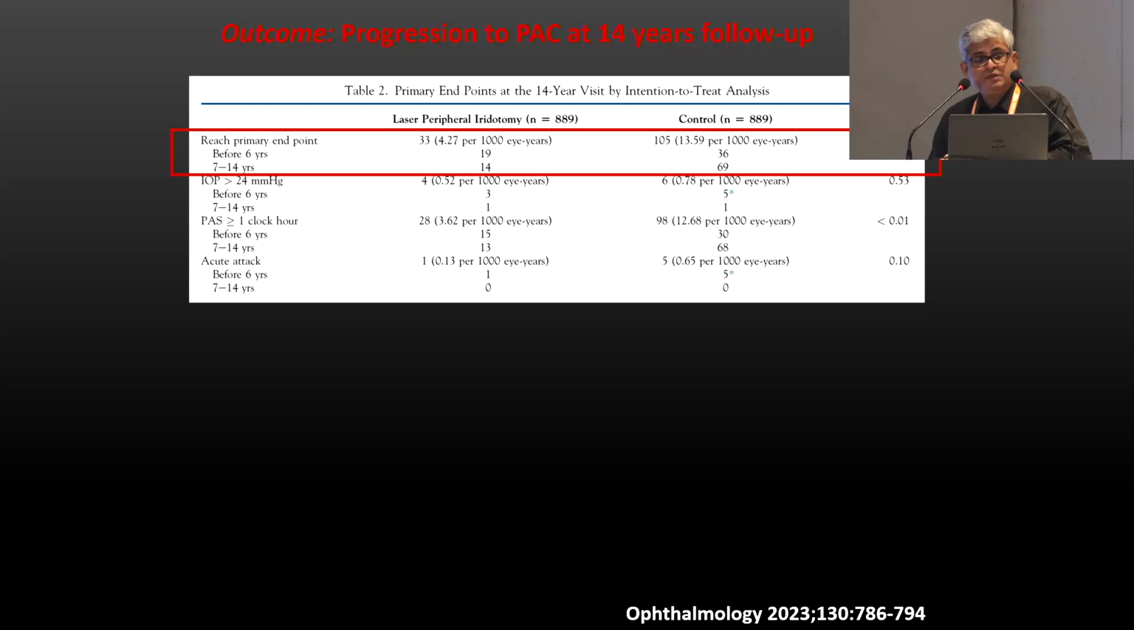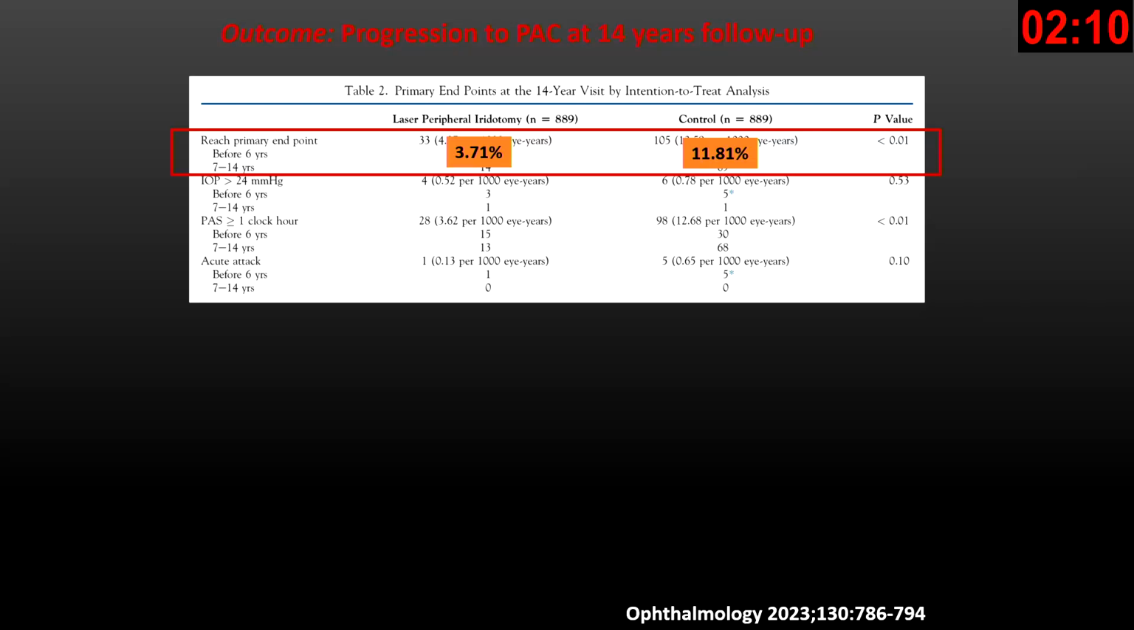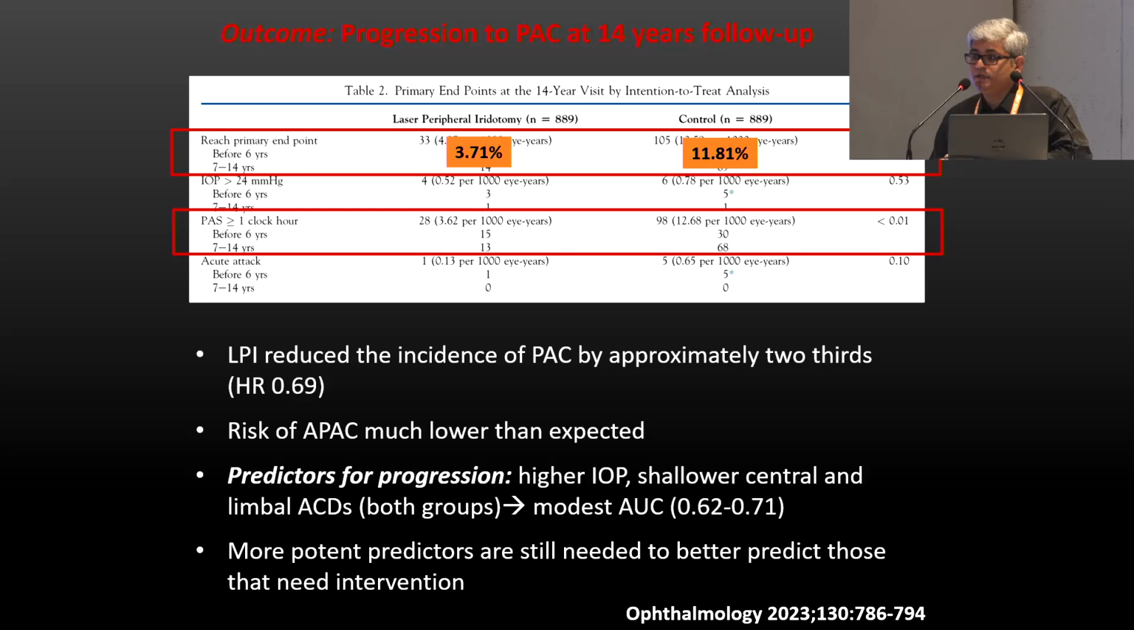So this 14-year outcome, I'm not sure if you can actually see it. In the LPI group, it was 3.71%, and in the control group 11.81%. But you can see that the 889 they had shown is actually not there. The numbers are only 330 in both the groups. A lot of them had cataract surgeries and probably they removed it.